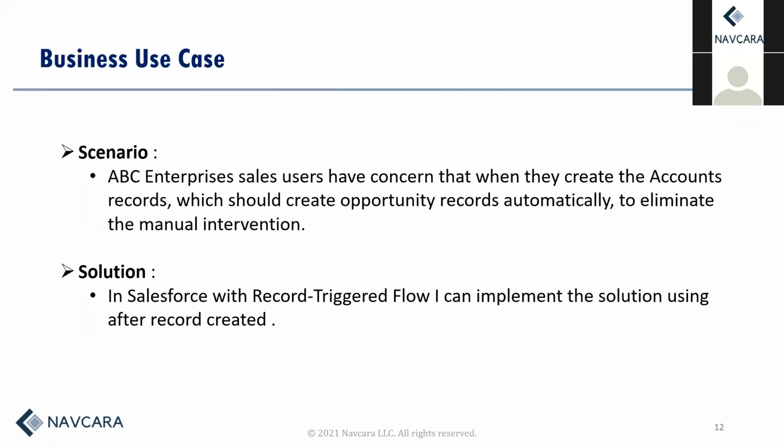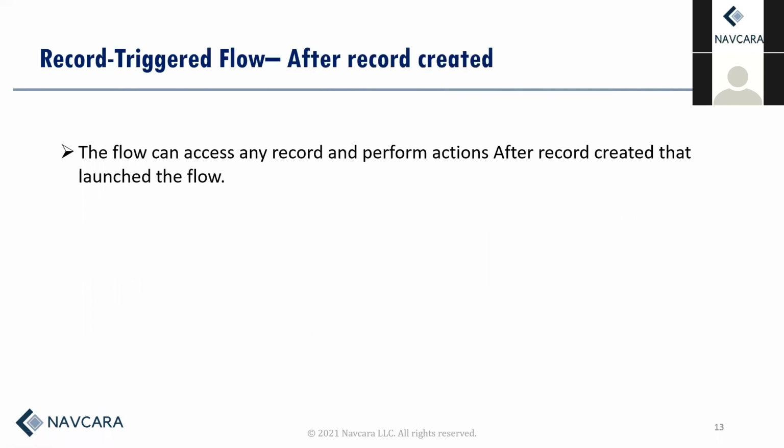Next, let's go to the second scenario. ABC Enterprises sales users have a concern that when they create account records, it should create opportunity records automatically to eliminate manual intervention. Solution: in Salesforce, with a record trigger flow, I can implement the solution using after record created. What is a record trigger flow after record created? The flow can access any record and perform actions after the record is created that launched the flow.